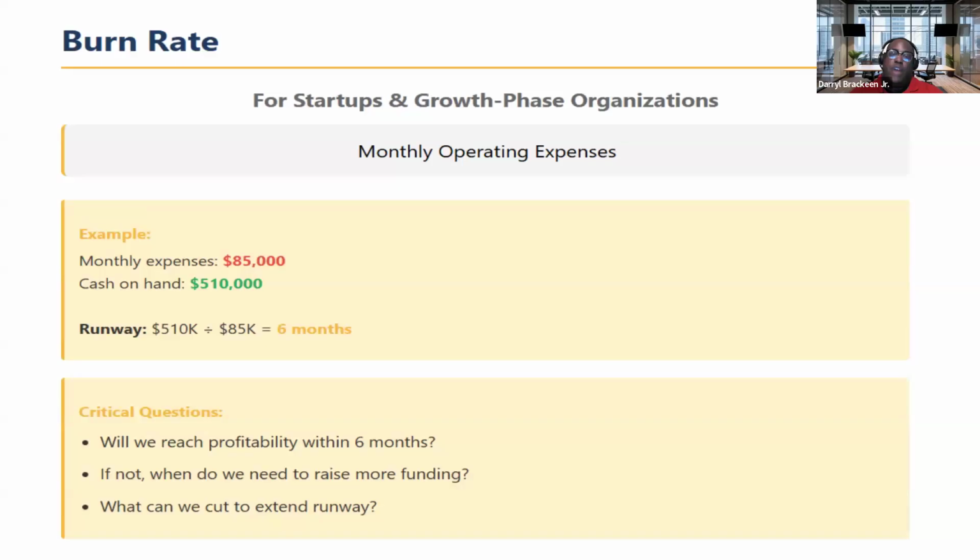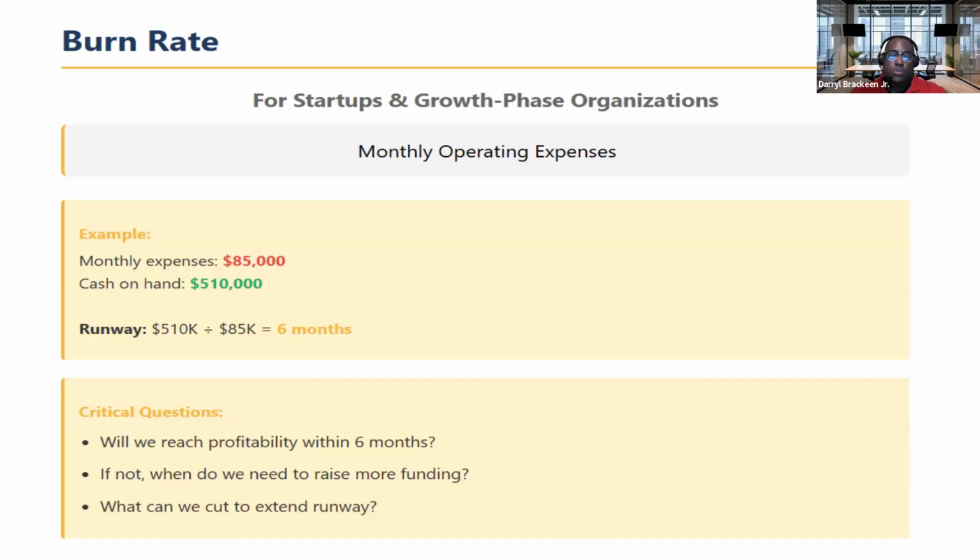The next formula that's going to be vitally important for your startup or your organization is how quickly are you burning through your money? All right. We have some examples here, right? So your monthly expenses are about 85,000, and the cash on hand that you have is 510,000. All right. So you'll need to use the formula here. So 510,000, you divide that by 85,000, and that shows you about 6 months. So the question is, will you reach profitability within 6 months? All right. That's a major question.